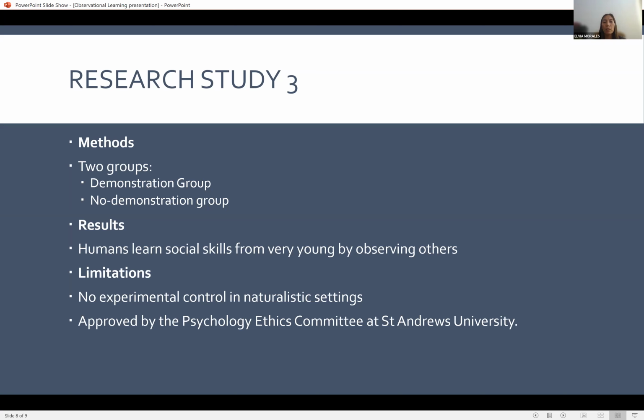This study was approved by the Psychology Ethics Committee at St. Andrews University, which leads me to decide that it was ethical.